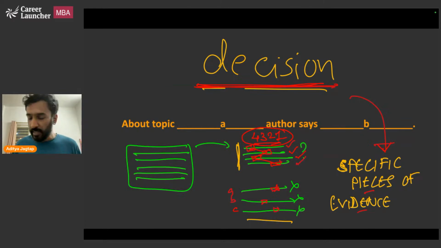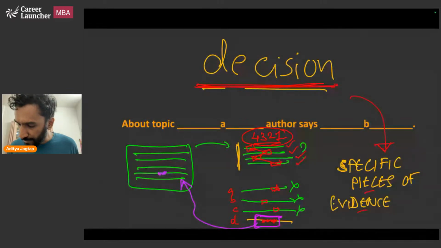The hard part is that there'll be some problematic word in option D also. What you want to have the ability to do is to take this piece of evidence and check it against the passage. Is it acceptable? And if you find a similar piece of evidence in the passage, then even though this is problematic, it's somewhat justified by the passage.